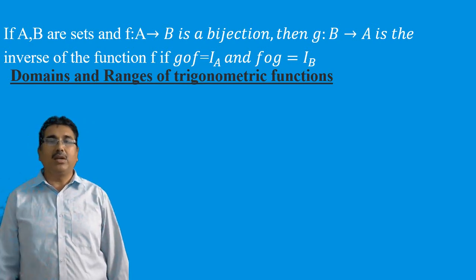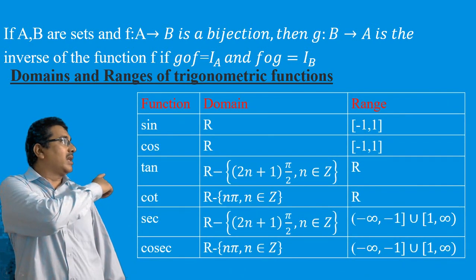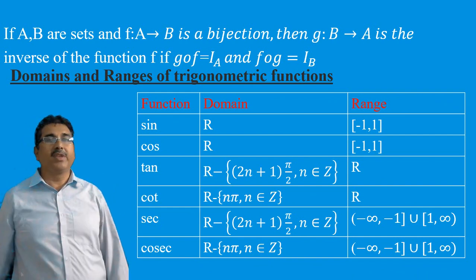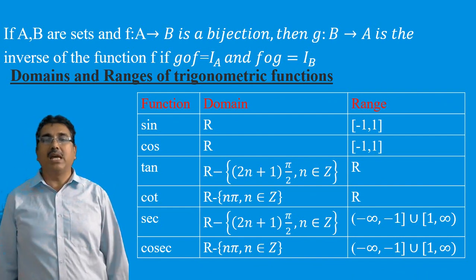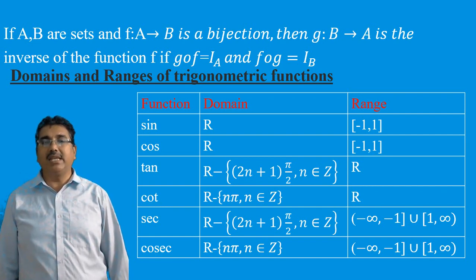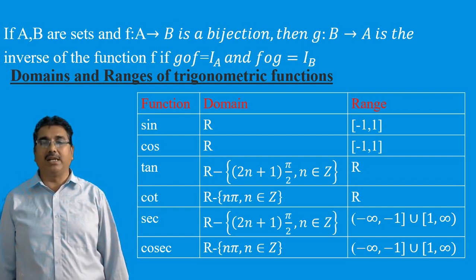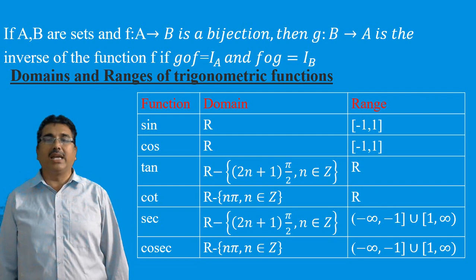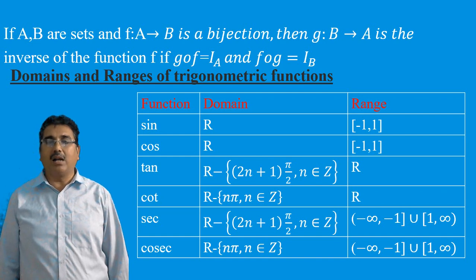Okay, see the domains and ranges of trigonometric functions in the table. The domain of sine and cos is the same, that is the real number set. Now, if x is not equal to (2n+1)π/2, then tan and secant are defined. Therefore, the domain of tan and secant is the set of all real numbers except odd multiples of π/2.